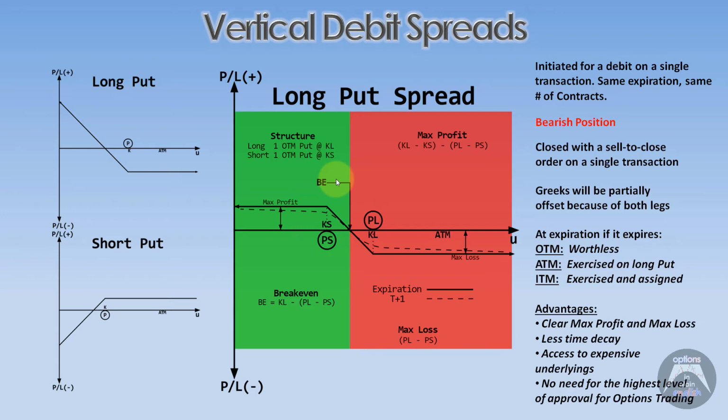And also, there is no need for the highest level of approval for options trading because everything is clearly defined. Max loss, max profit. You only need the money where you bought the spread, and the most you can lose is what you paid for it. And your profits can go all the way up to the width of the spread minus your initial debit.